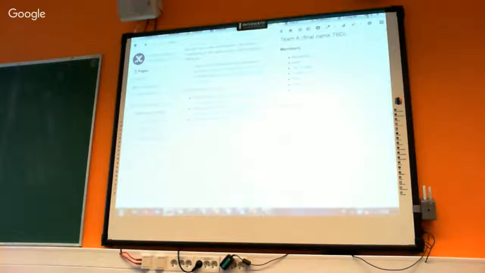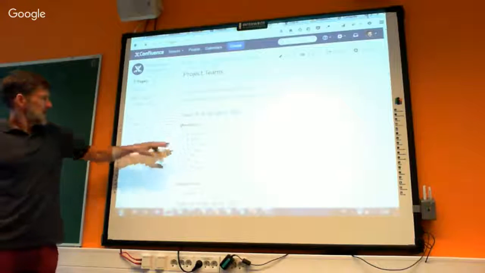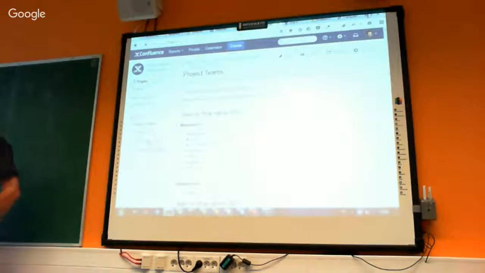I think that is pretty much what's here. So as I said, go back to project teams. Project teams. So these are the two, Team A and Team B. These are the two pages that I think you should keep as the root for whatever you would like to put out.